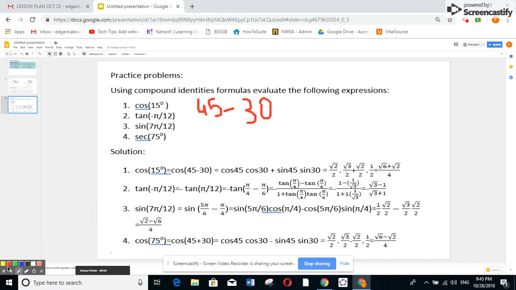I know many of you find difficulty when they have a pi. Pi over 12 is 180 over 12 if you want to translate it in degrees. So it's also 15. So 15, you all know, it is also 45 minus 30. But since it's in radian, I can write 45 as pi over 4 and 30 as pi over 6. But I have this minus here first.